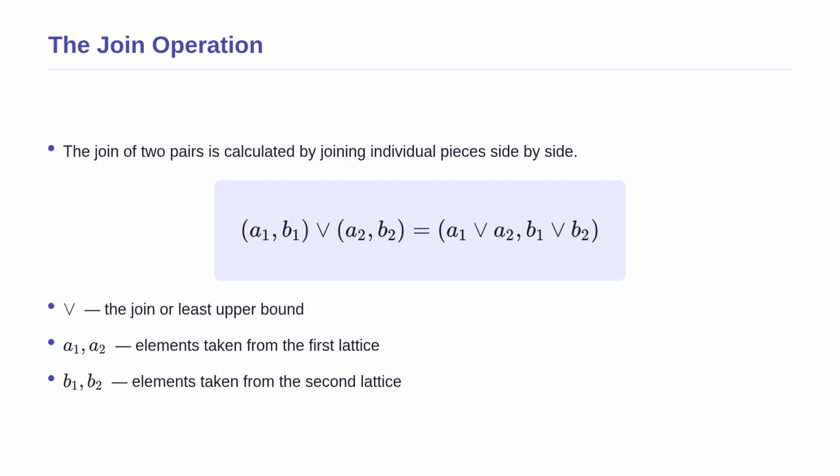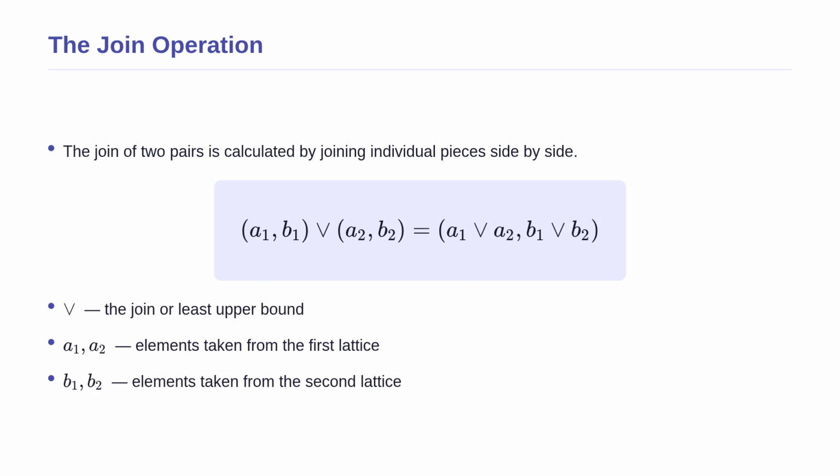This brings us to our first rule: how to combine two pairs to find their least upper bound, or join. Conceptually, this formula tells us that the join of two pairs is just a new pair made by joining the individual pieces side by side. The symbol V represents the join operation. The variables A1 and A2 are elements from the first lattice, while B1 and B2 are from the second lattice.